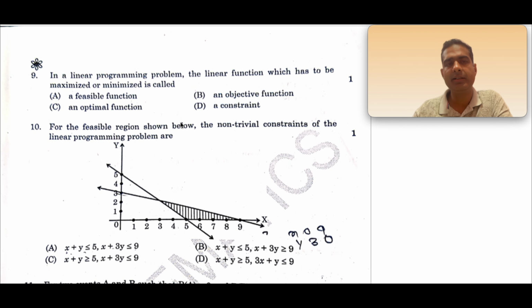Question number 9. In a linear programming problem, the linear function which has to be maximized or minimized is called. So we know in a linear programming problem, the linear function which has to be maximized or minimized is called an objective function.